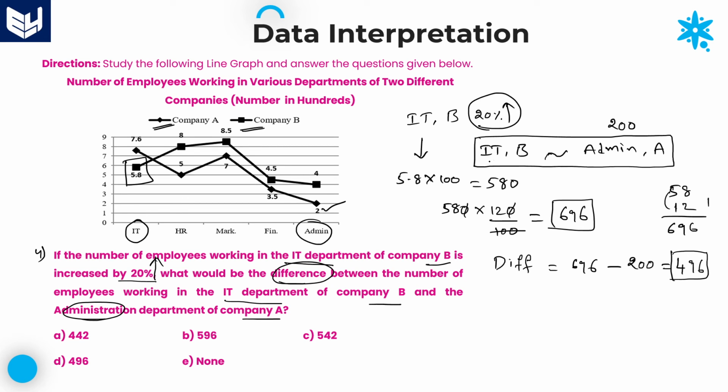One thing you have to keep in mind is, first you need to increase the value of the IT department of company B. The initial value of the IT department is only 580, but it is increased by 20 percent. Once you increase the value by 20 percent, only then you take the difference. Therefore, the required difference is 496. 496 is the answer for this question.